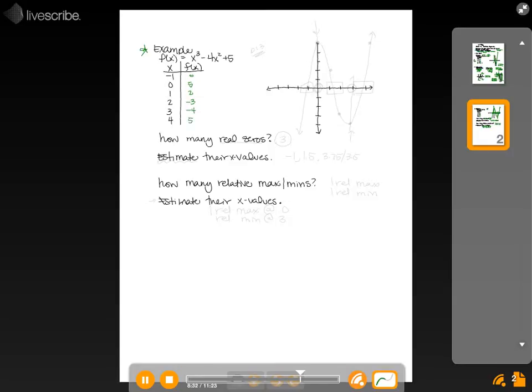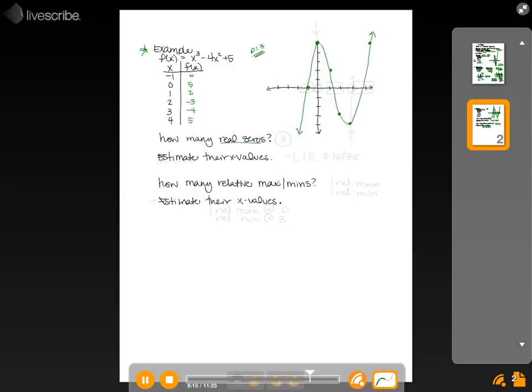So the next thing we do is we're going to plot these. -1, 0, 0, 5, 1, 2, 2, -3, 3, -4, and then 4, 5. Now notice your degree here is 3. That means we should change direction 3 times. It looks like since this one's lower than the next point, we're going to start by going up and then come down and then go back up again. So there's our graph.